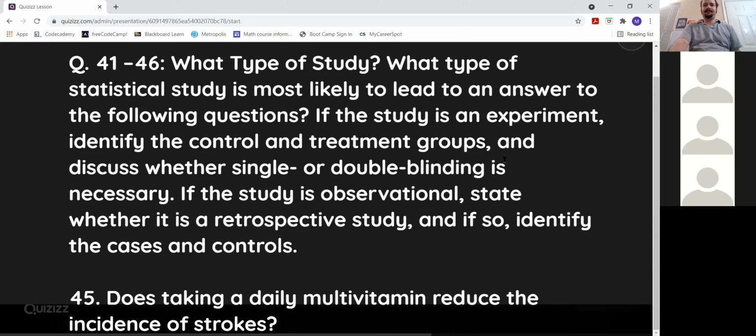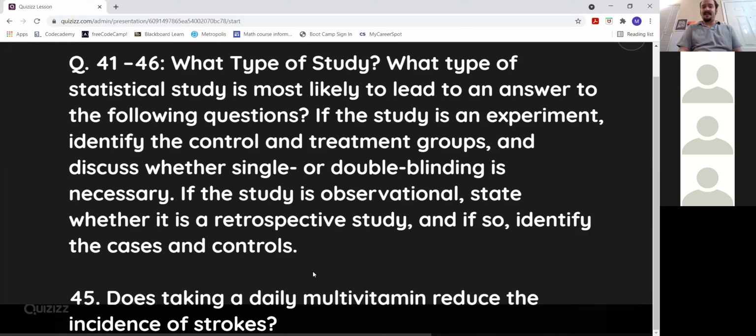Okay. So I think they want to know how you're going to do this. So what type of study and what type of statistical study is most likely to lead to an answer to the following questions. If the study is an experiment, we still want to identify pretty much the same thing. But now instead of looking at a study that's been done, we want to talk about doing a study.